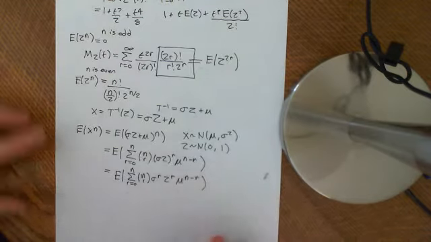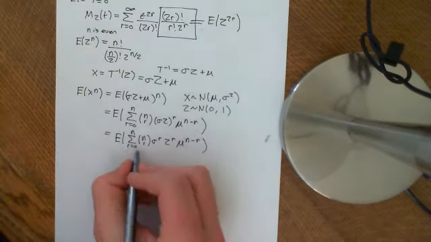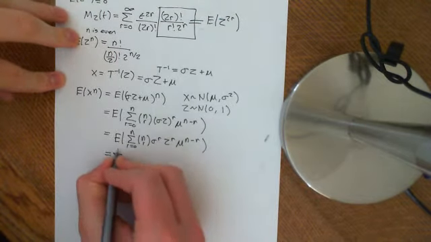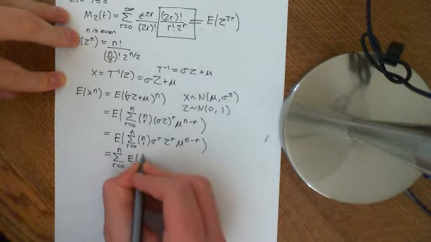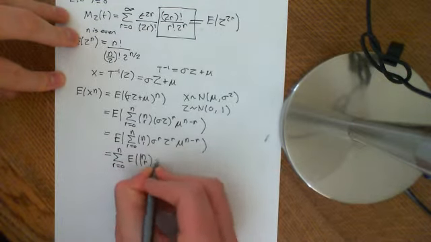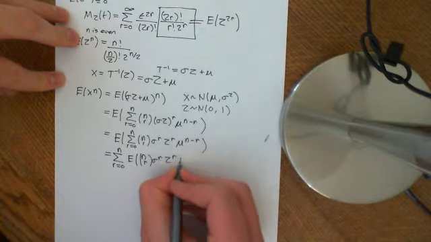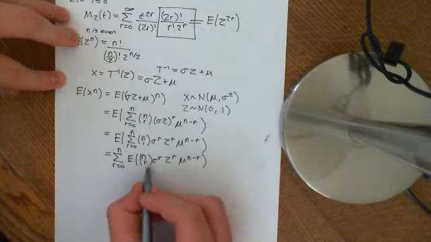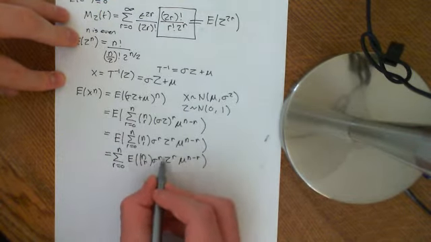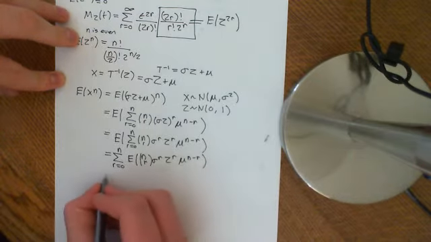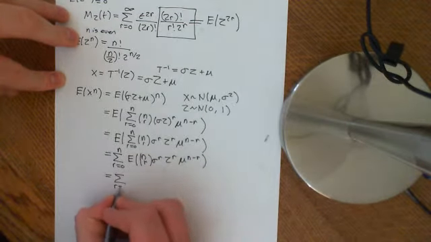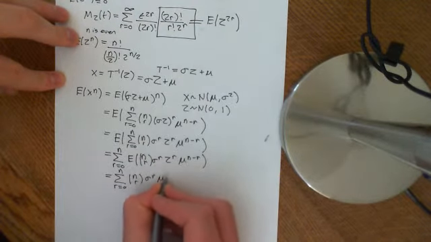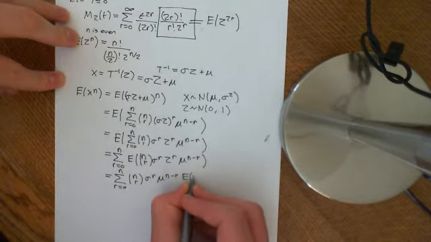And by linearity, we can firstly interchange the order of the summation and the taking the expected value. So this is equal to the sum r equals 0 to n of the expected value of what's inside, n choose r, sigma to the r, z to the r, mu to the n minus r. And then, secondly, by linearity, we can pull out all of these constants. N choose r is just a constant with respect to the expected value. Sigma to the r is just a constant. Mu to the n minus r is just a constant. So we can rewrite this as the sum r equals 0 to n of n choose r, sigma to the r, mu to the n minus r, the expected value of z to the r.